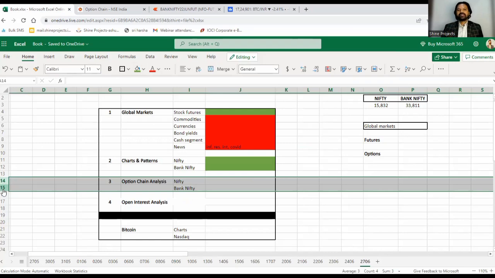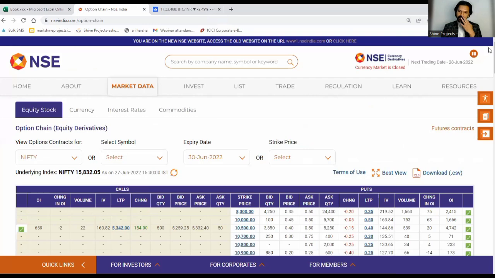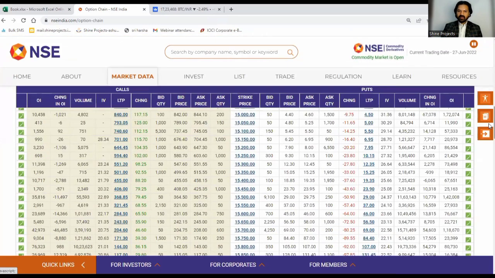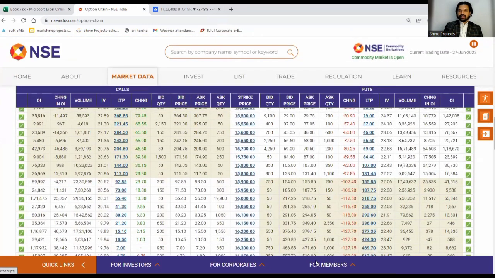The next one is option chain analysis. Let me decode the option chain for you. This is something very interesting. So let me go to the at the money level within the Nifty space. So with the Nifty, the at the money is 15,850.